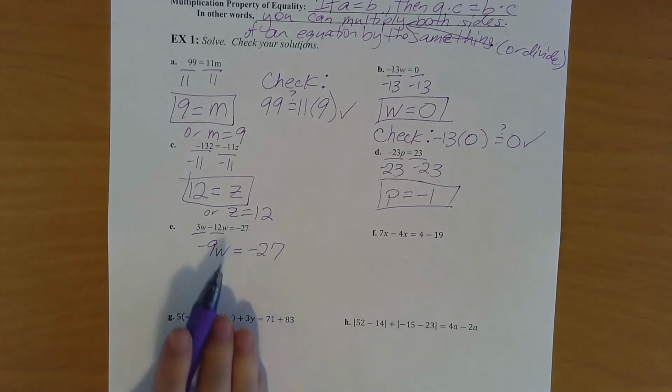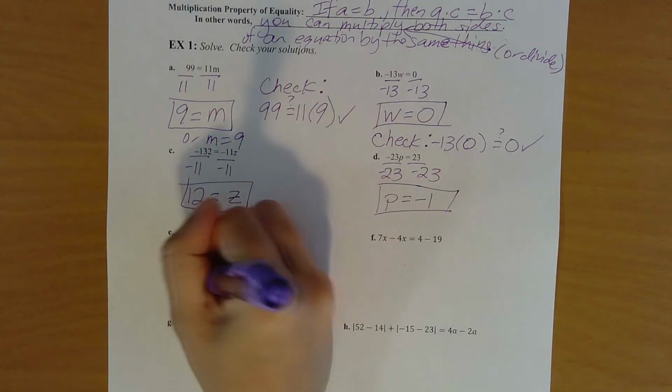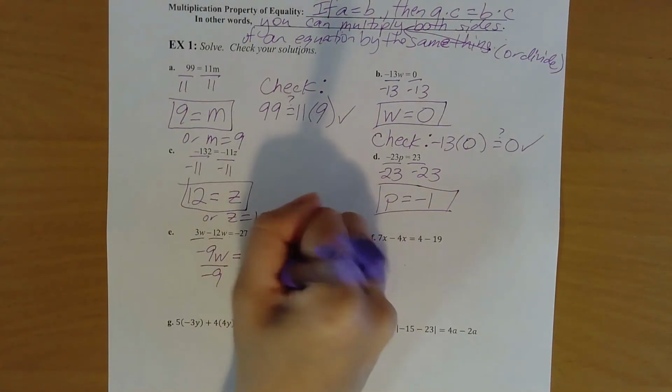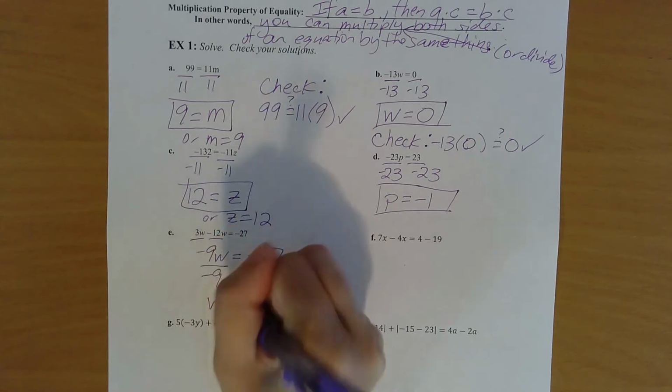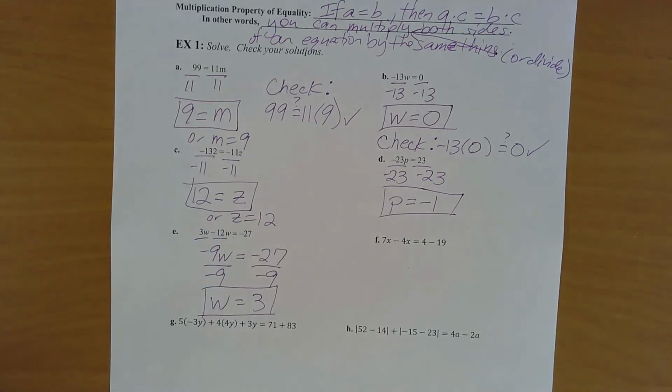Then I want to get w by itself, so it's multiplied by negative 9, so I'm going to divide both sides by negative 9. So then I get w equals 3 as an answer.